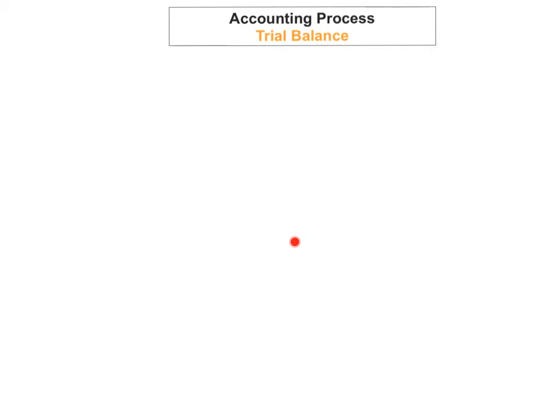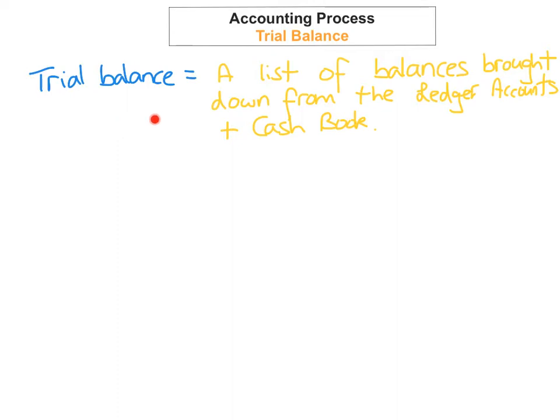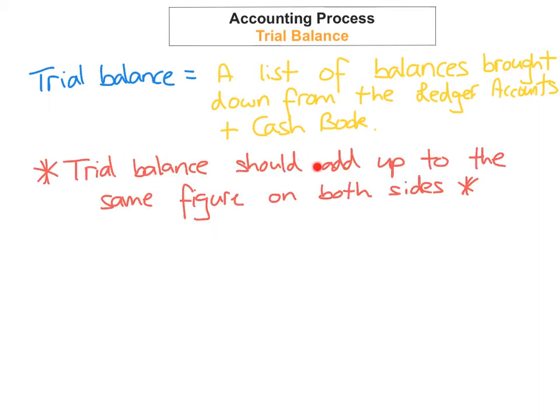Okay, so I'm going to quickly show you how to do the trial balance. So first of all, you need to know what a trial balance is. A trial balance is a list of balances brought down from all our ledger accounts and from the cash book. One thing that's important to note, because it's a double entry system, both sides of our trial balance should add up to the same figure. So on the debit side we should have a figure, and it should be exactly the same figure on the credit side. So I wrote down there, the trial balance should add up to the same figure on both sides, that being the debit and the credit side.